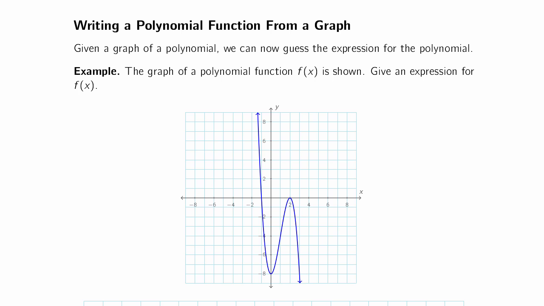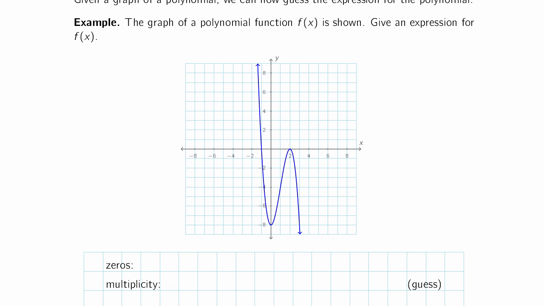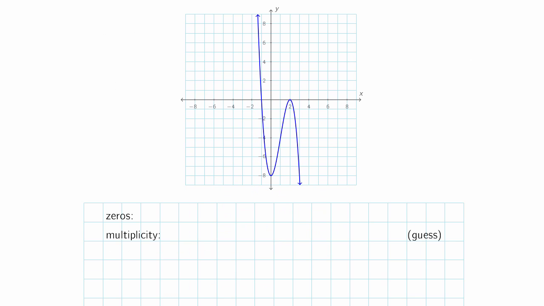So let's take a look at this graph. This graph has two zeros. One here and one here. So it has a 0 where x is -1 and a 0 where x is 2.